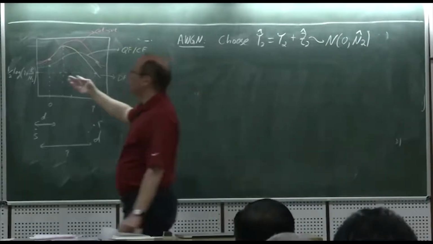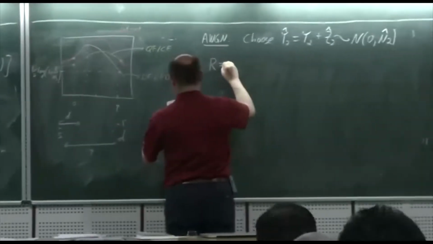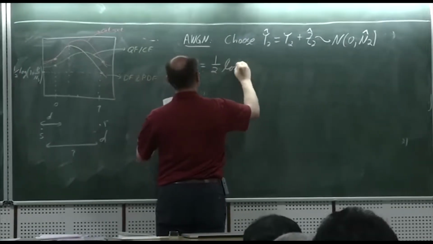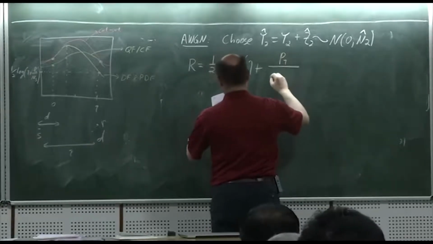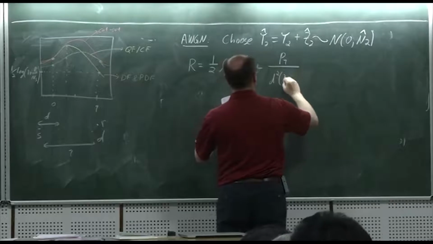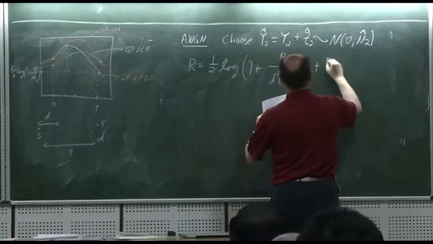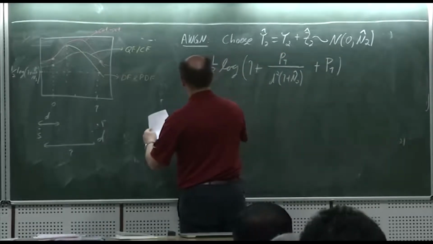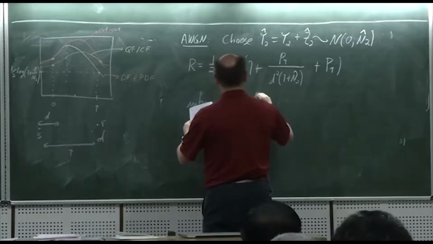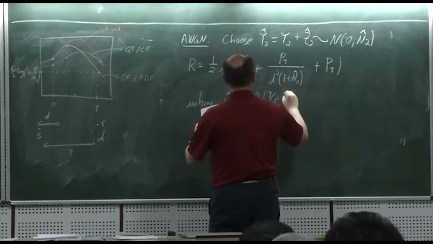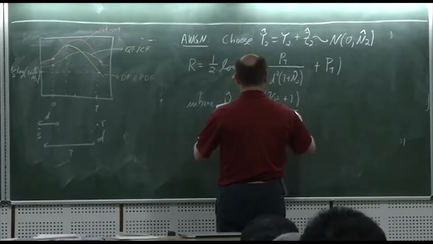And if we plug into these equations, what we'll see is that the rate looks as follows. We'll get 1/2 log of 1 plus p1 d squared over 1 plus n2 hat, plus p1, where the best choice for n2 hat turns out to be p1 times (1 over d squared plus 1 over p2) divided by 1 minus d squared.